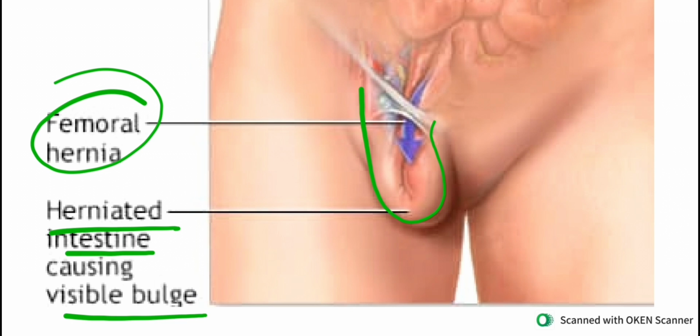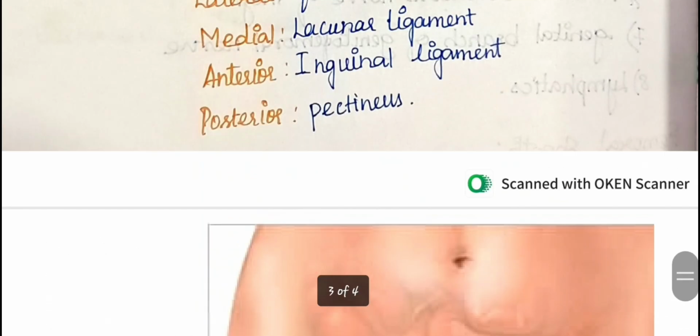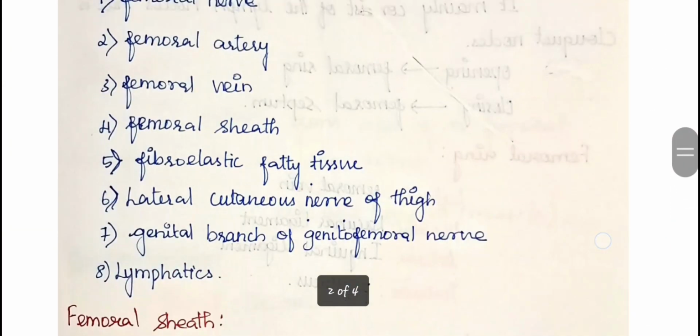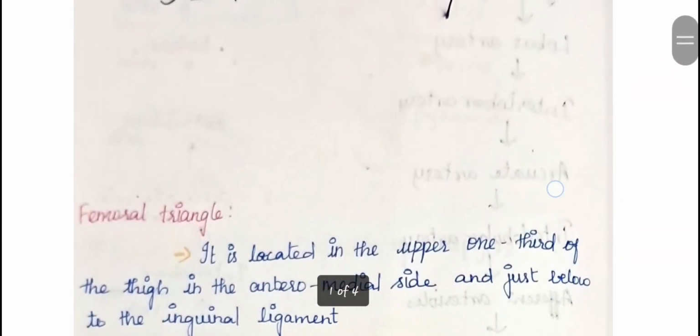The direction of the herniation is downwards first, then forwards and upwards. The content which protrudes into the femoral canal follows this direction. So these are the important topics to cover in the femoral triangle. Okay, thank you.